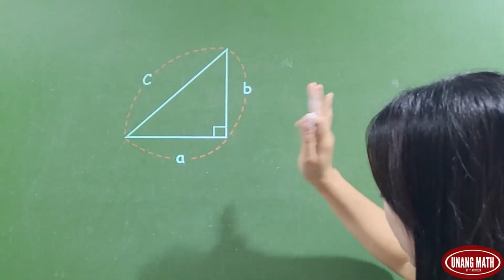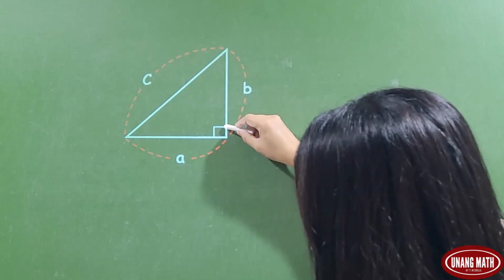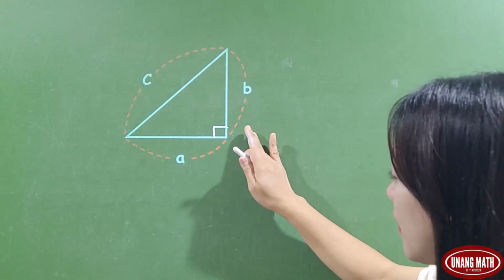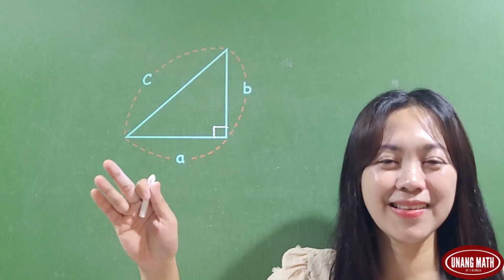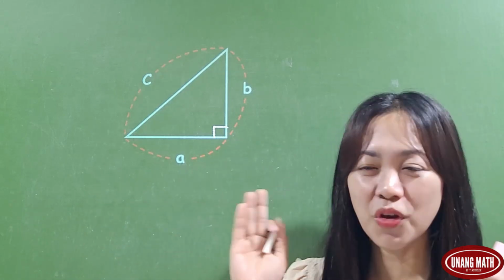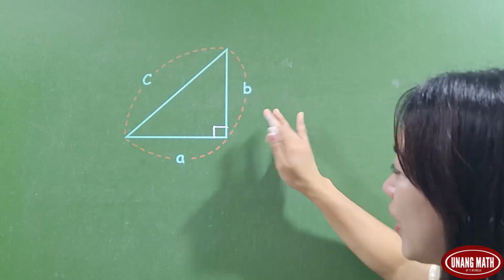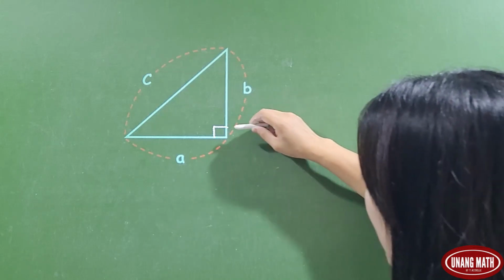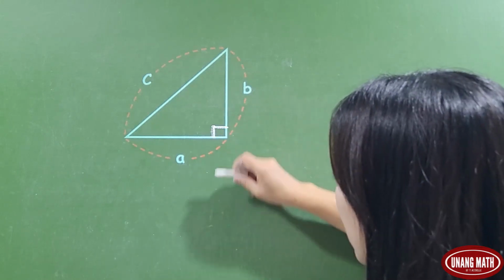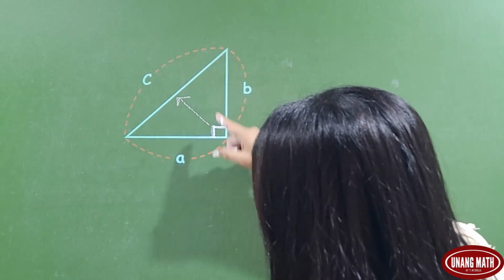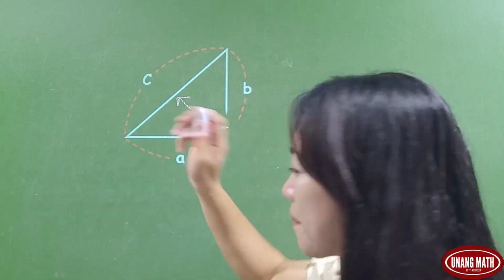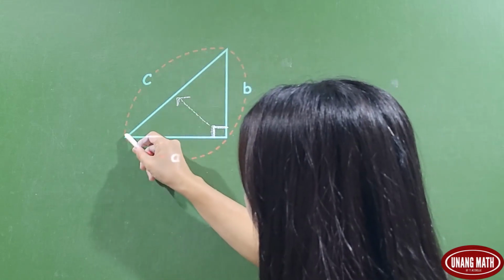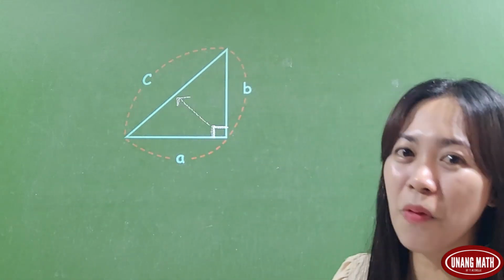Okay, so in here, we have this right triangle. And in this right triangle, this is our right angle. In a right triangle, there is what we call the longest side, or the hypotenuse. To easily identify the hypotenuse, first identify where our right angle is. The side opposite that right angle is the hypotenuse of that right triangle. So in here, the opposite side is this side, so it means this is our hypotenuse.